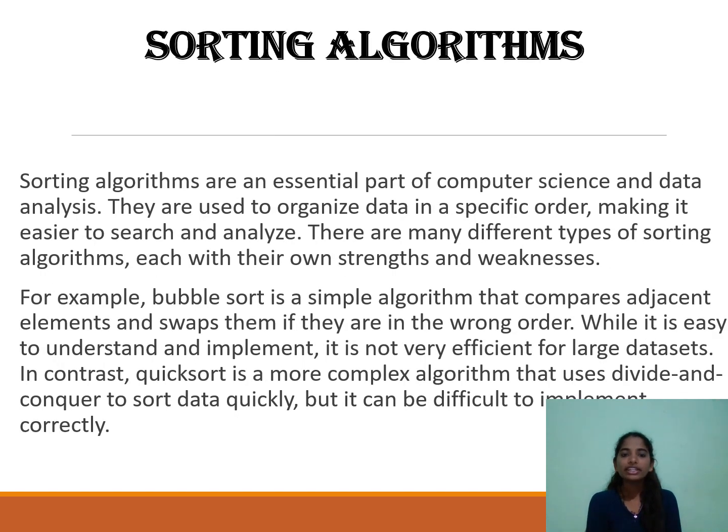Sorting algorithms are an essential part of computer science and data analysis. They are used to organize data in a specific order, making it easier to search and analyze. There are many different types of sorting algorithms, each with their own strengths and weaknesses. For example, bubble sort is a simple algorithm that compares adjacent elements and swaps them if they are in the wrong order. While it is easy to understand and implement, it's not very efficient for large datasets. In contrast, quicksort is a more complex algorithm that uses divide and conquer to sort data quickly, but it can be difficult to implement correctly.